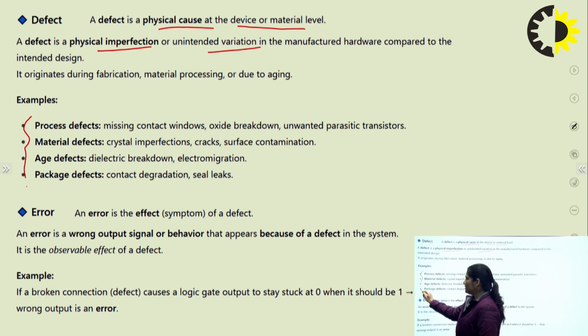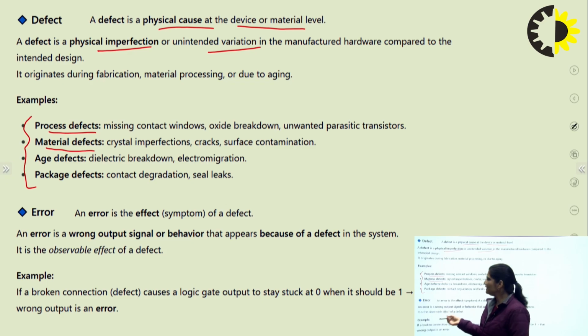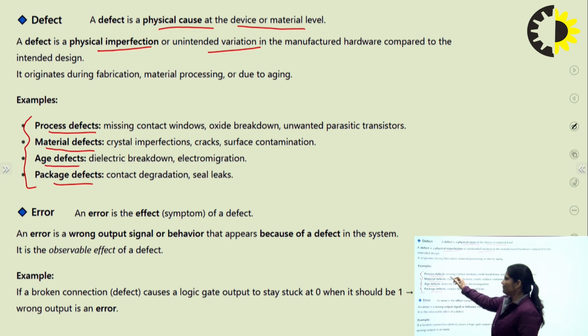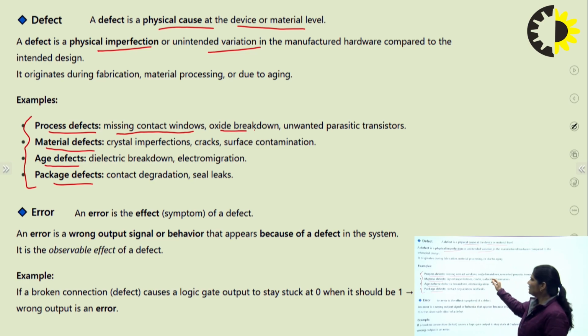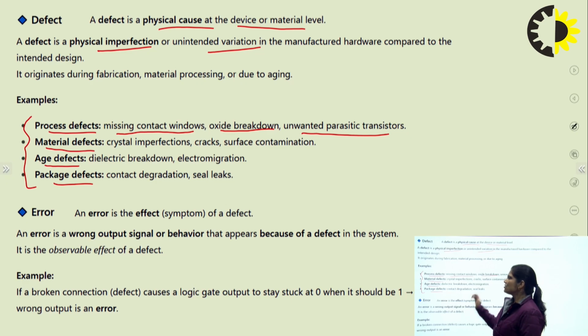These are the types of defects: process defect, material defect, aging defect, and packaging defect. What do you mean by process defect? Here it may be missing contact windows, or oxide breakdown, or unwanted parasitic transistors. If this happens in the device, then you can say there is a process defect. Now the second is material defect.